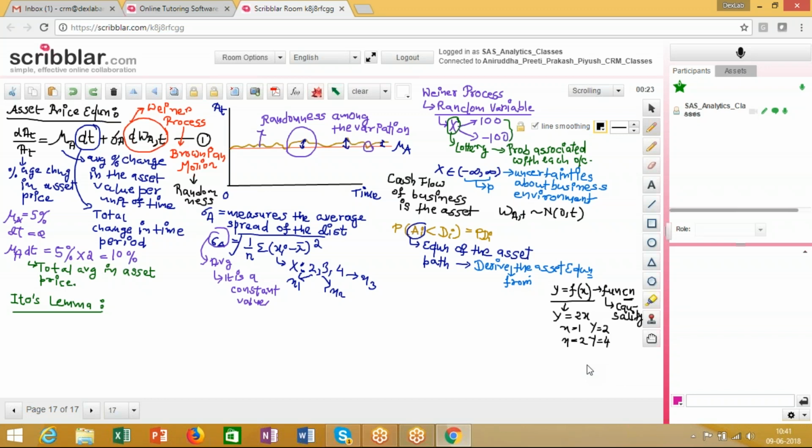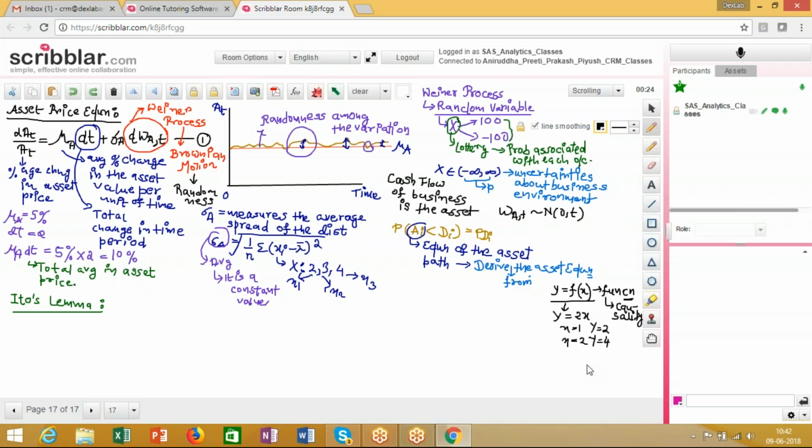So every time x changes, y also has a corresponding effect. So X causes Y to change, or a change in X causes a change in Y. So this is basically the concept of a function. A function is a rule which explains the causality between X and Y. Clear? So this is what the overall idea is.